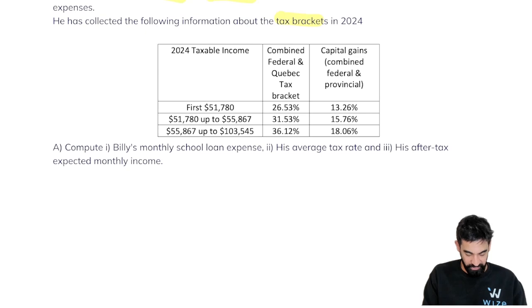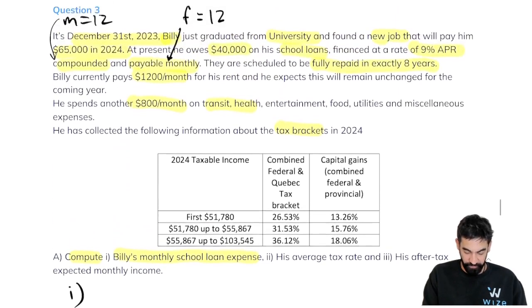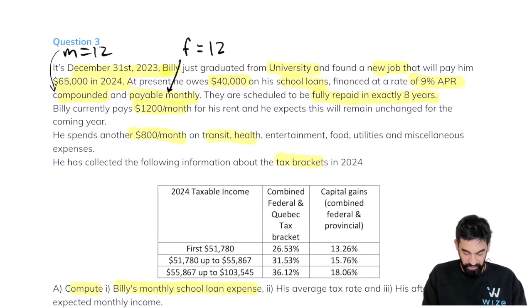APR, and it says in part A, compute Billy's monthly school loan expense. Let's start with that first. So what's his monthly school loan expense? If he at present owes $40,000, what is that? That's his PV, FV, N, payment. That's what he owes presently. So that's his present value.